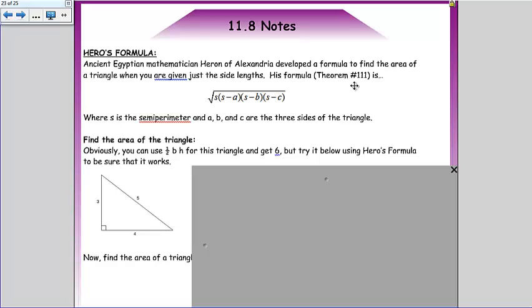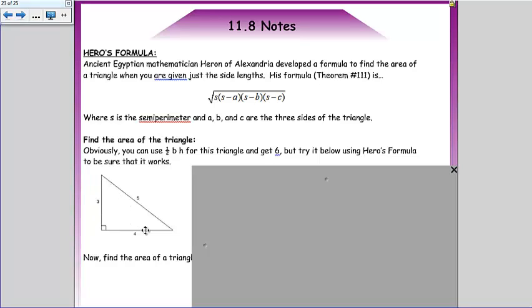His formula, which is theorem 111 in our textbook, is the square root of the semi-perimeter multiplied by the semi-perimeter minus one of the sides, semi-perimeter minus the B side, and semi-perimeter minus the C side. It's kind of irrelevant which side you call which. They kind of define our variables below. S, semi-perimeter, and A, B, and C are 3 sides of a triangle. This has been known as Hero's formula. Notice it only works on a triangle, and you have to be given the 3 sides or some other information to get that for this to work.